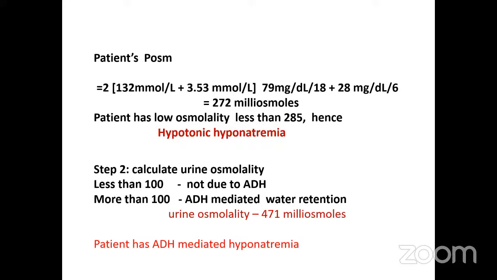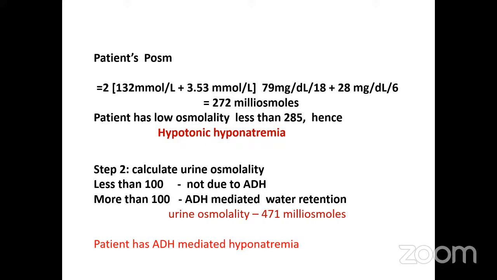Now, what is the second step? The second step is you have to calculate the urine osmolality. We said that whenever the plasma osmolality is low, that means it contains more water. So the patient has to excrete more water to bring back the ECF osmolality to normal.